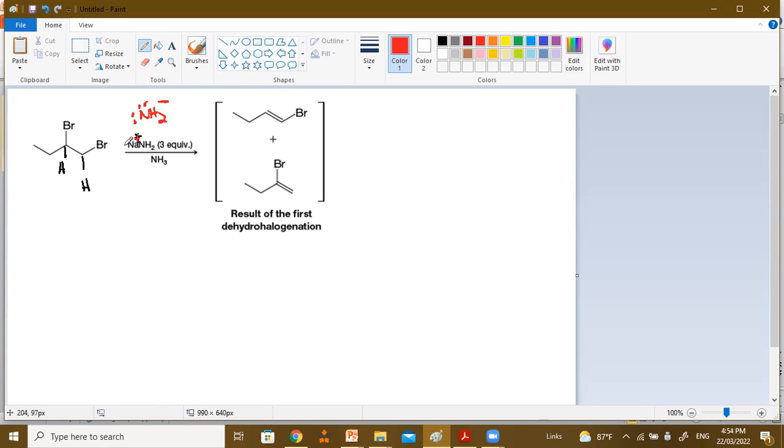So if it will abstract the proton here, what will happen is that the carbon-hydrogen bond will be used to form a double bond here. Once a double bond is formed, the bromine will leave. Okay, so is your first product the first one or the second one?